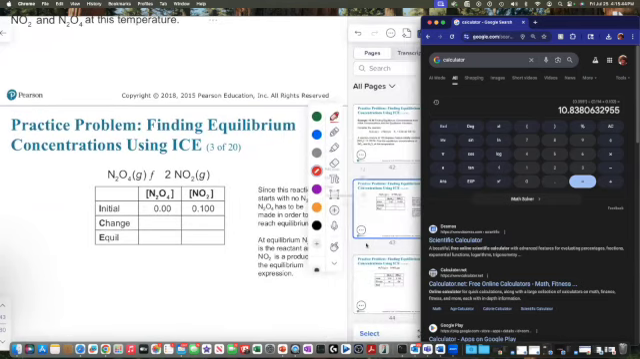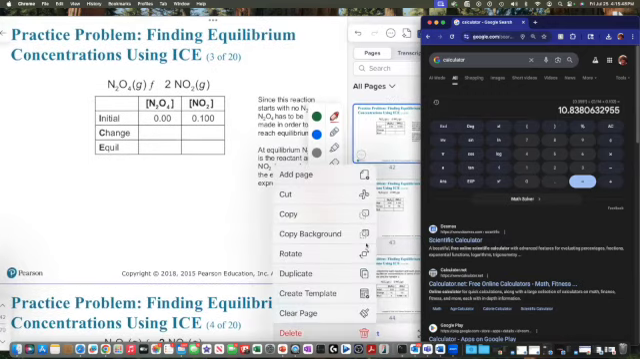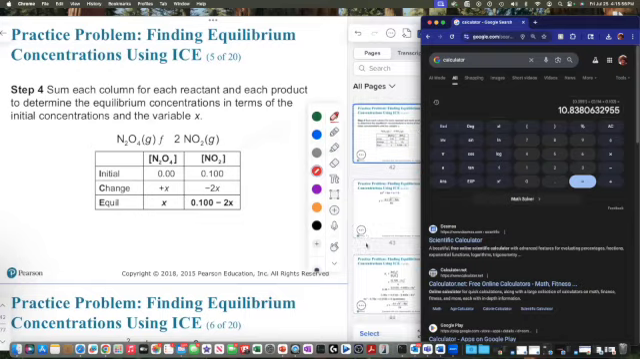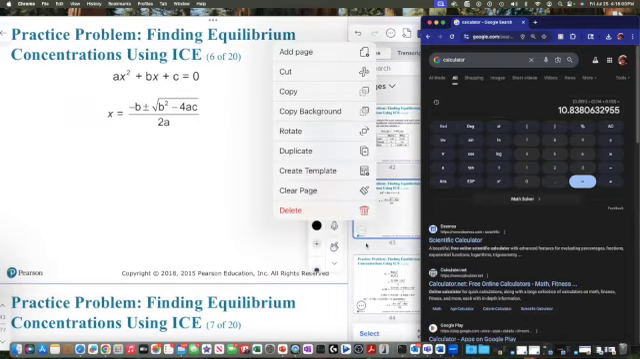Okay. Delete. Delete. Let me delete that too. Where's the delete button? Delete. And it has a quadratic equation. Come on.